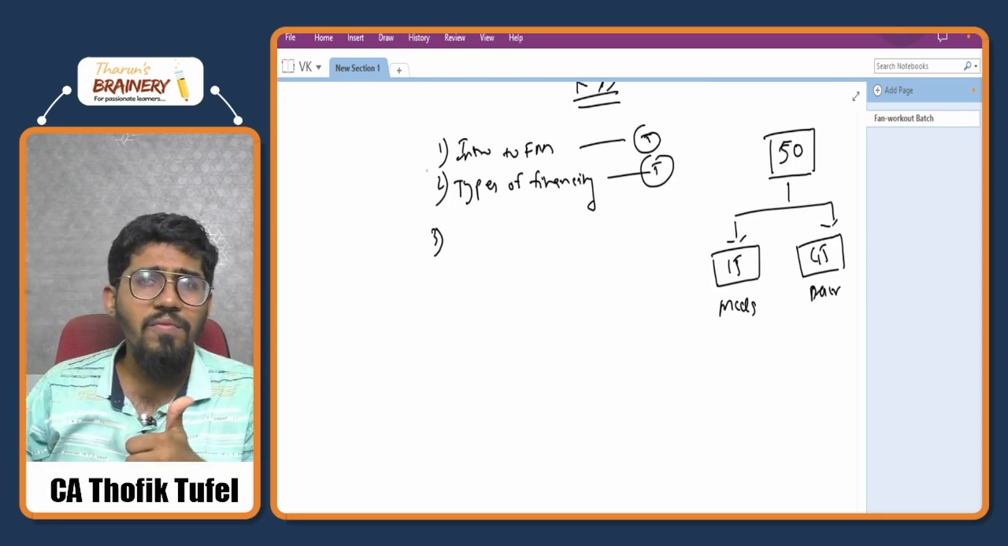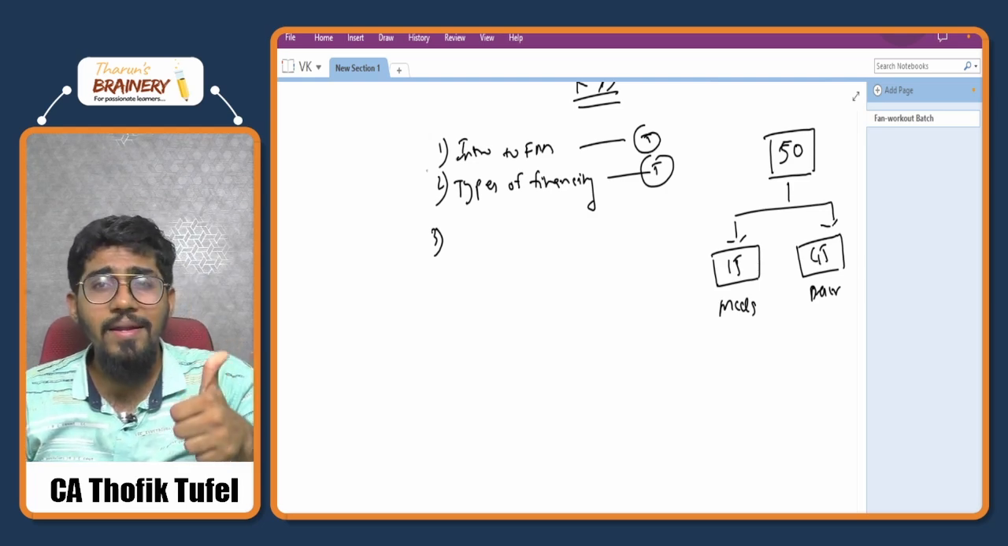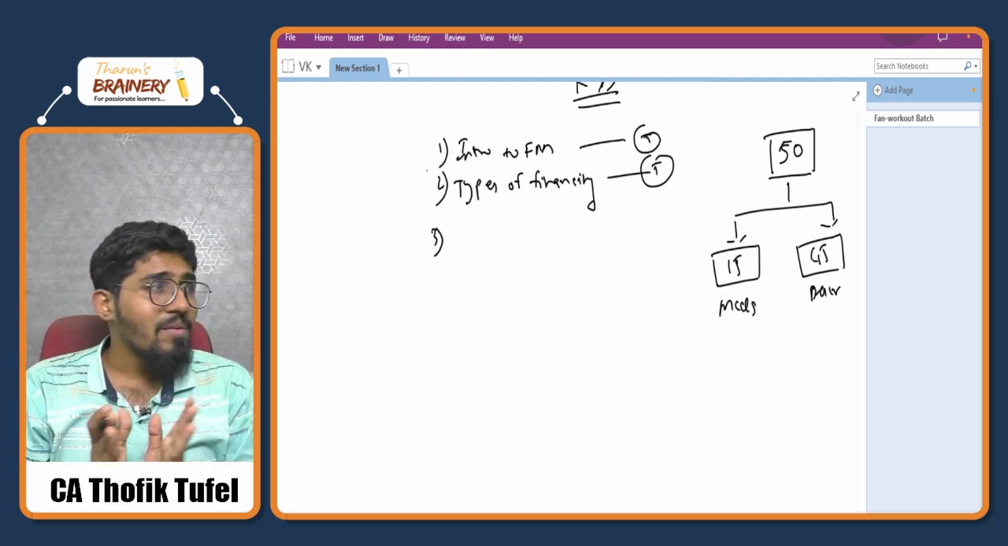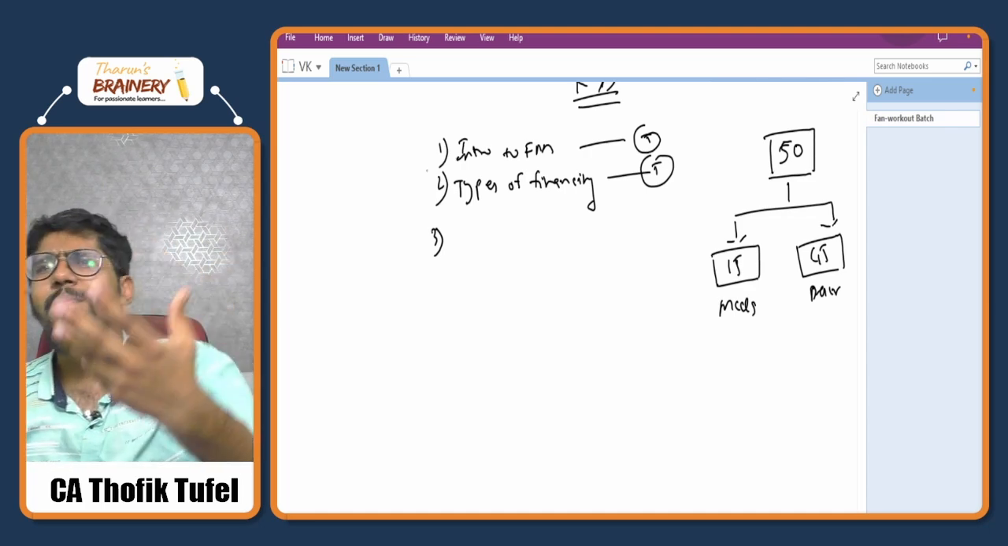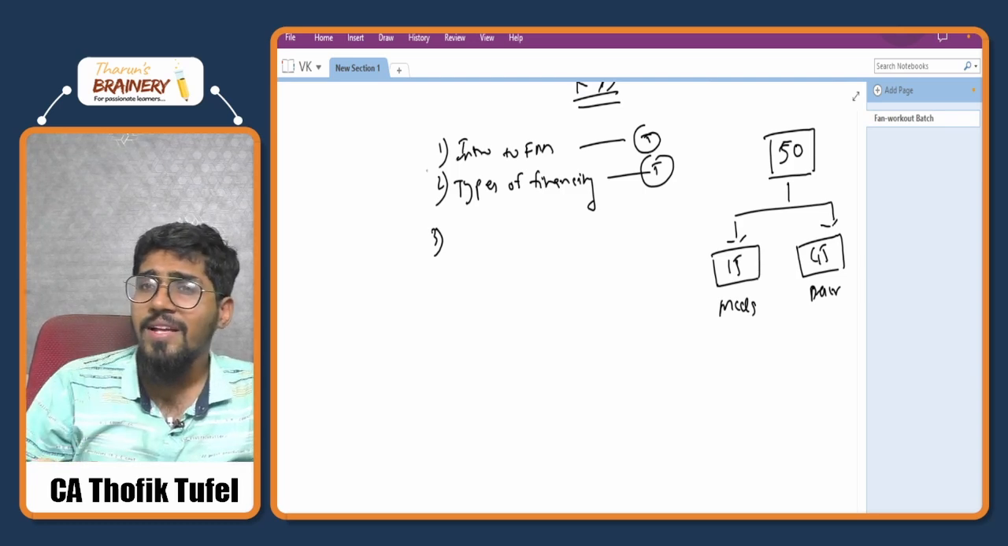So the first thing: what is financial management? Financial management is management of finance. Simple. Sir, what is management and what is finance? Usually finance means money. Finance means money.